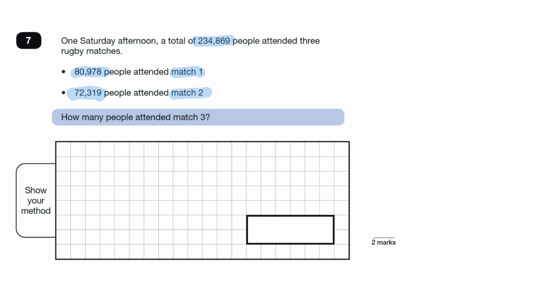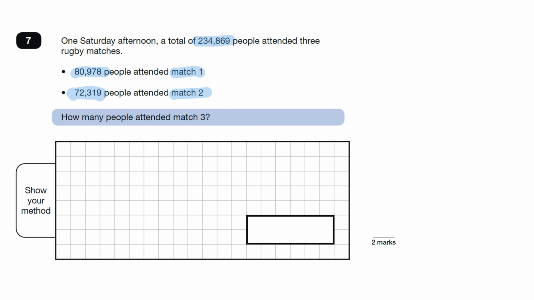Here's the total. Here's who's attended so far. And then it says how many have attended match 3. So again, that's just working out the difference, isn't it? And if we need to work out the difference, then it's a subtraction. So again, this is exactly the same. We need to add these 2 numbers up, and then we need to subtract it from this number, and that will give us the remaining amount. Very, very simple, but you can see straight away how these problems are very, very common.